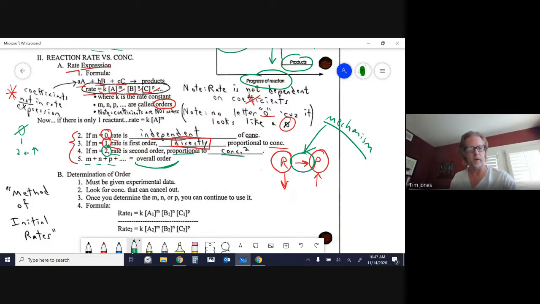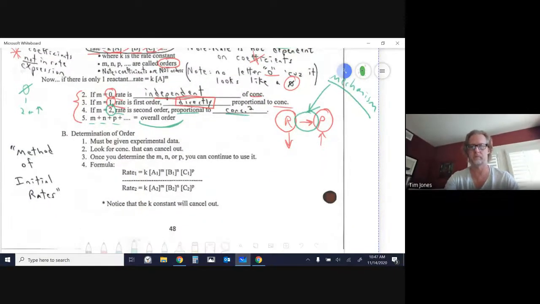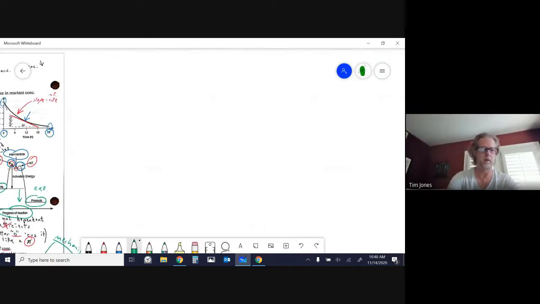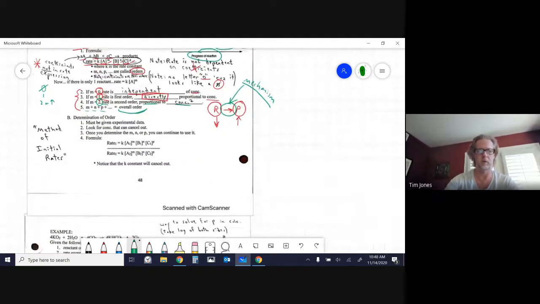Now, the first way that we are going to look at determining the order, I'm moving my pages around in a way that I don't want. Let's just go with it. Oh, I've created a monster. All right, this is better.